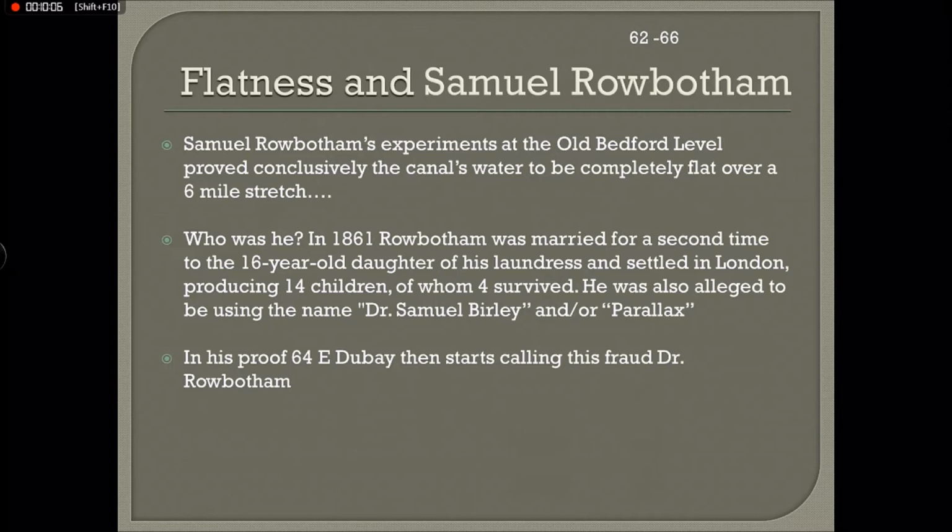He was also a known socialist. So that's for all the hardline Republicans who are flat earthers. If a socialist is your source, then good luck with it. But he also started to use the name Dr. Samuel Birley. Now I hate people also that claim to be a doctor when they are not. Some might know him under his other name, Parallax. And actually Dubay starts to call him Dr. Rowbotham. And you know, this is again fraud, because the guy is already not a doctor, and then you start to take over that as if it was some sort of scientist.